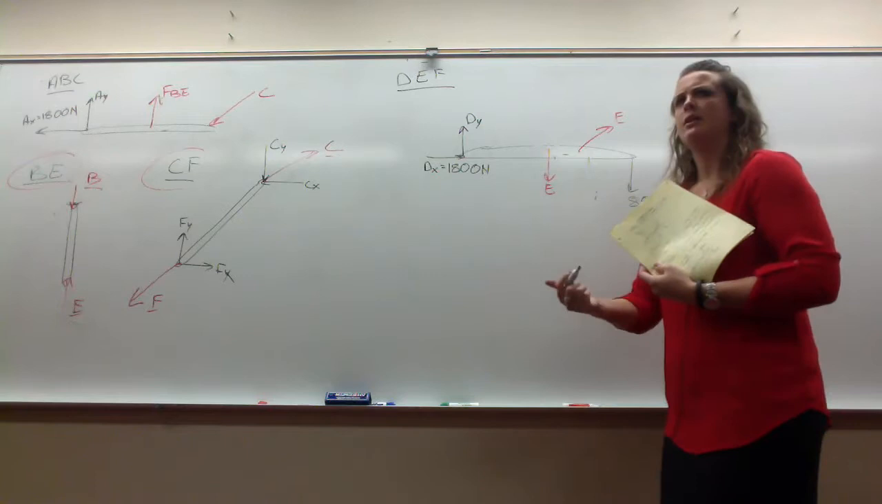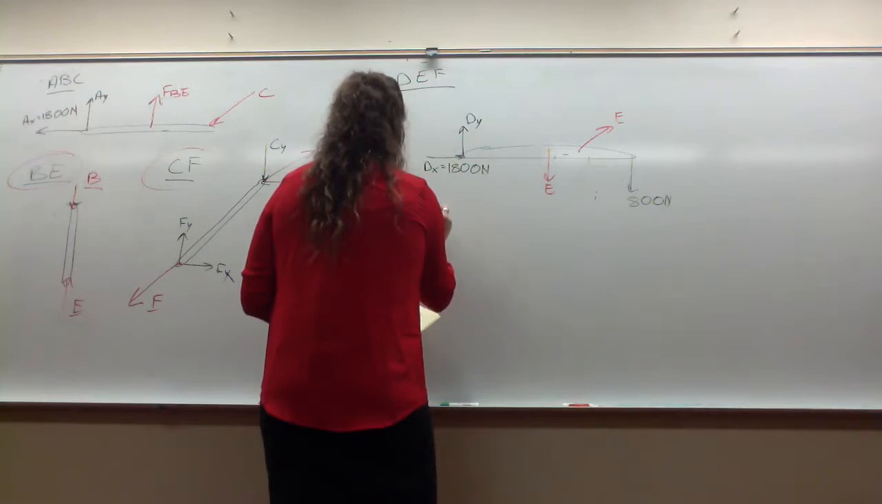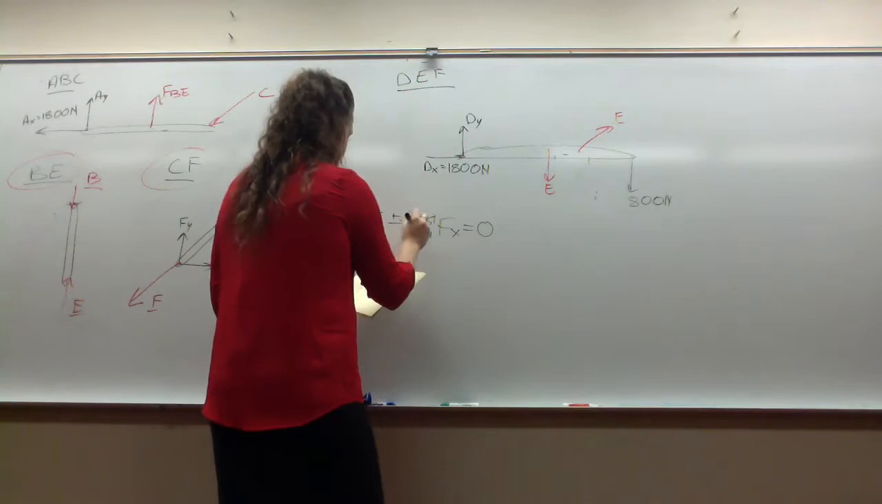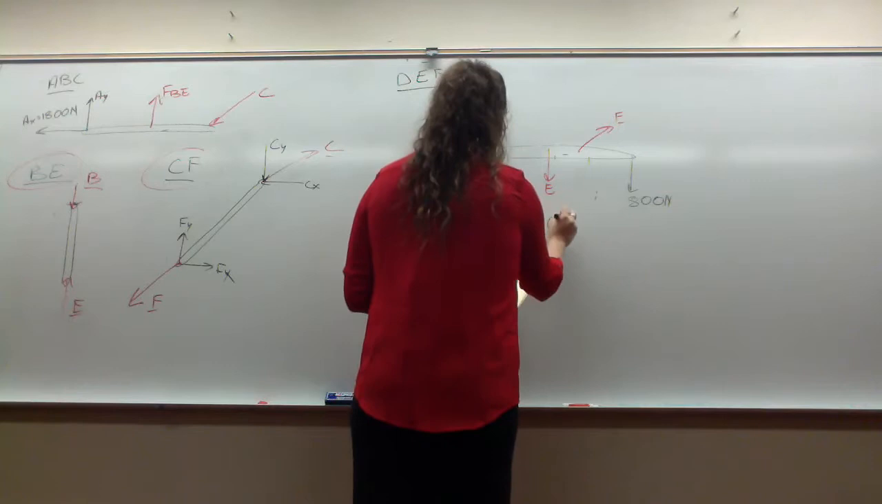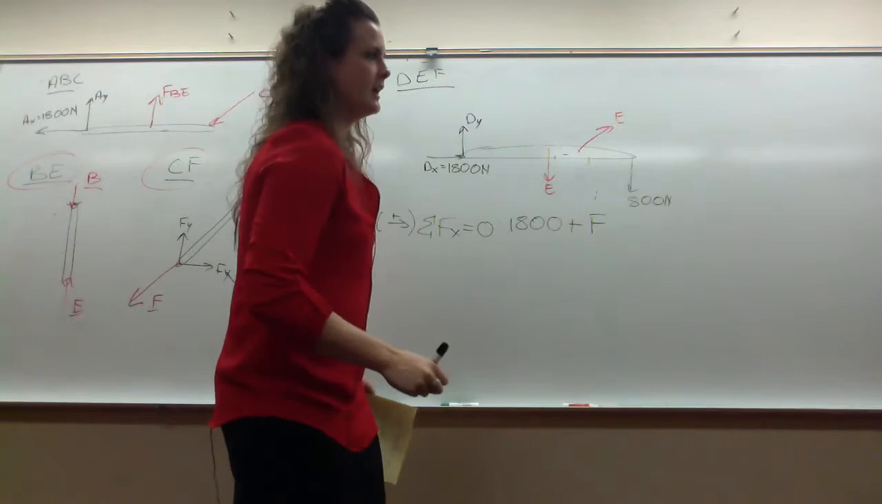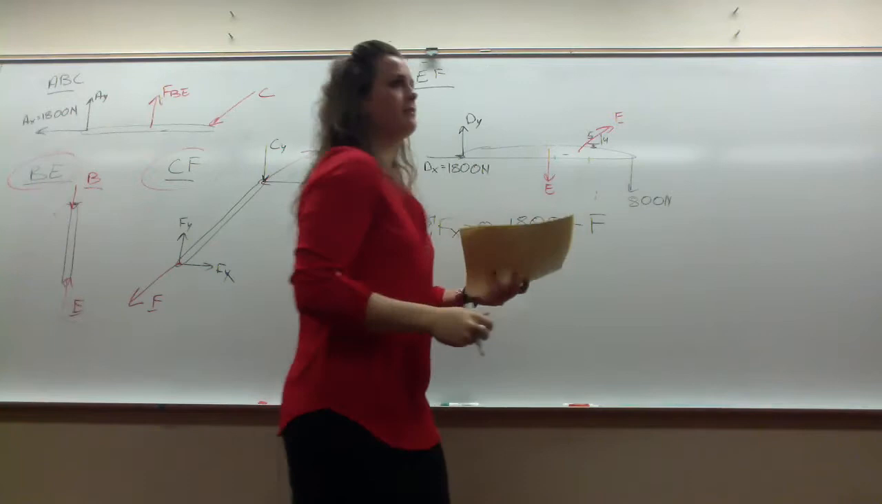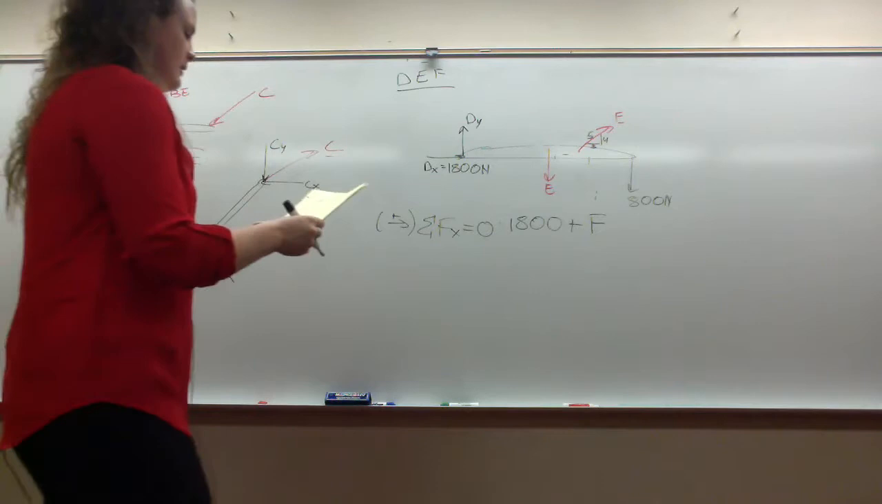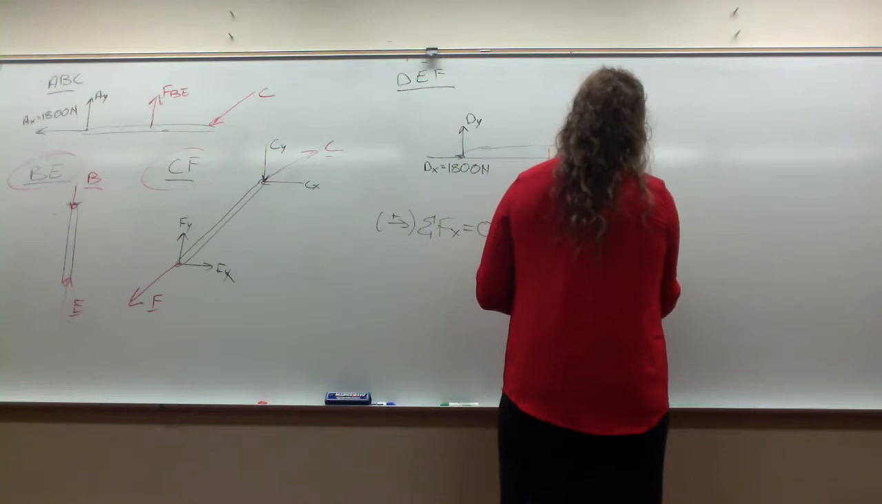So if we start with DEF and we sum the forces in the X, we have 1800 plus F. And if I look at my dimensions of the frame, this is a 3-4-5 triangle. So it's F times 3/5 equals 0, that rectangular component in the X direction.